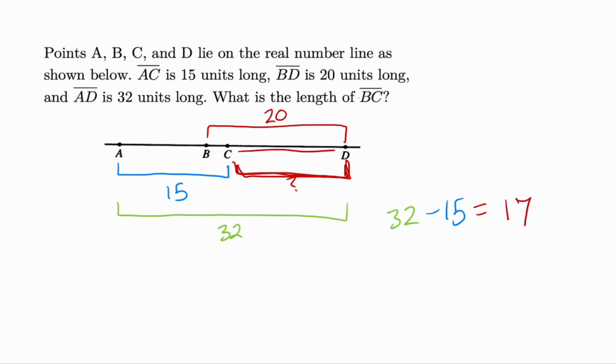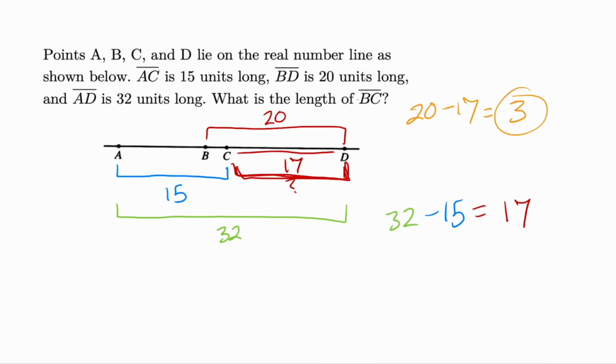Awesome. So now that we know that segment CD is 17, we can compare CD to BD. CD is this much, and BD is this much. And why do we want to do this? Well, again, we want to find segment BC, which is the difference between segment CD and segment BD. So now we'll just do 20 minus 17 to get that difference of 3. And 3 is our final answer.